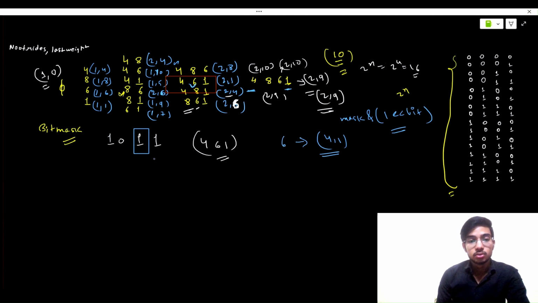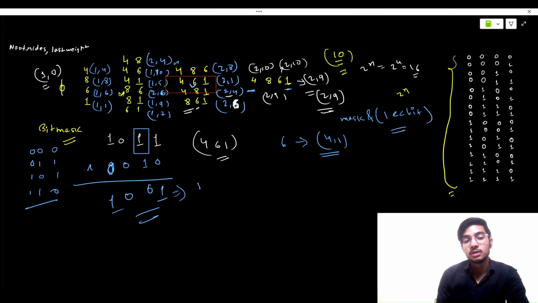To toggle, what I can do is take one left shift of bit and do XOR. For the XOR operation, 0 1 1 with 0 1 0 gives 0 0 1. This will give you the previous state, right? And then you have to do your transition.